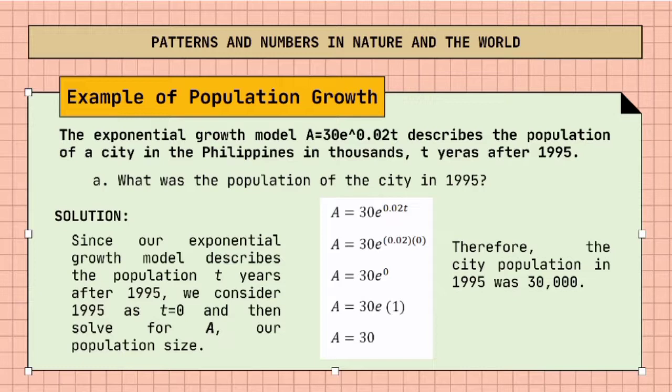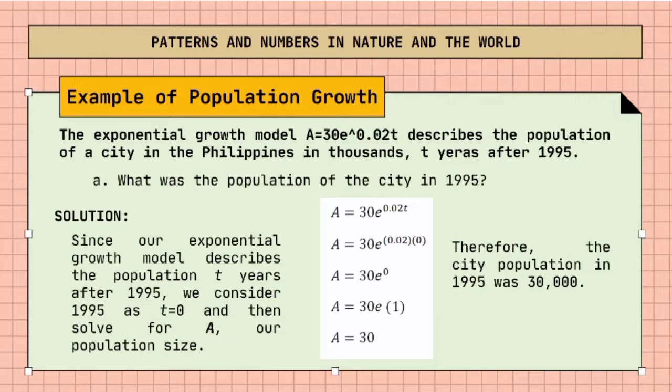So what was the population of the city in 1995? Solution. Since our exponential growth model describes the population years after 1995, we consider 1995 as t = 0 and then solve for A, which is our population size. So here is our computation. A = 30e^(0.02t). A = 30e^(0.02 × 0). A = 30e^0, because when you multiply 0.02 by 0, it is still 0.